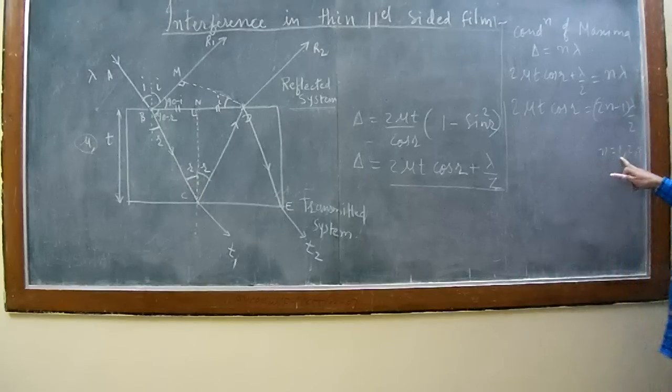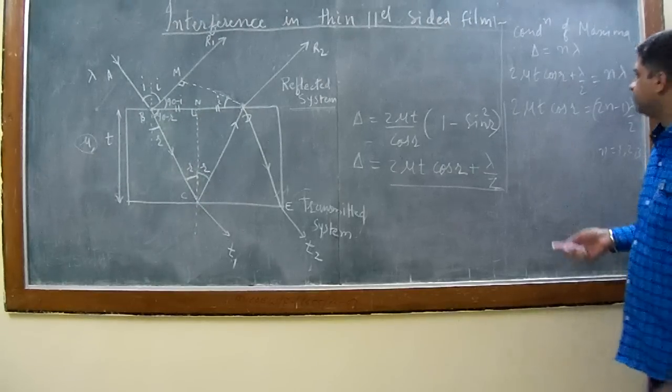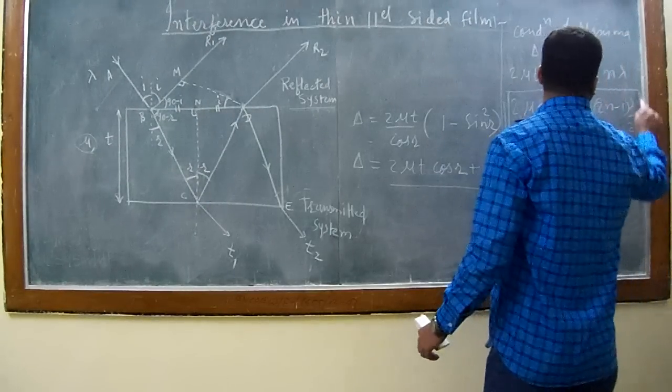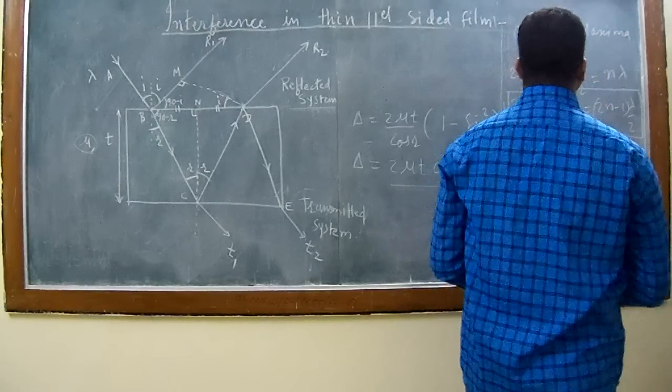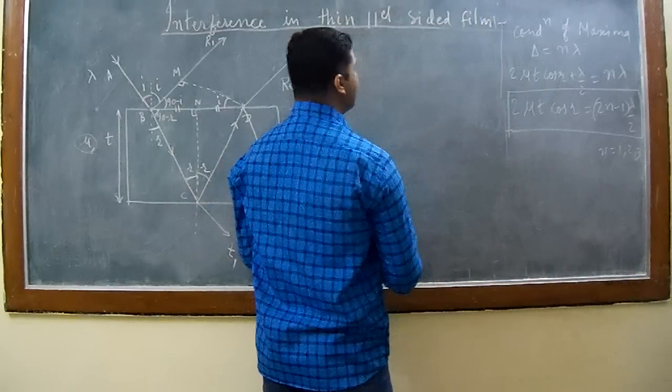So n equal to 1 stands for the first order interference band, n equal to 2 stands for the second order interference band, n equal to 3 stands for the third order interference band, and so on. So this is the condition for maximum in case of a thin parallel sided film. Then the condition for minima.